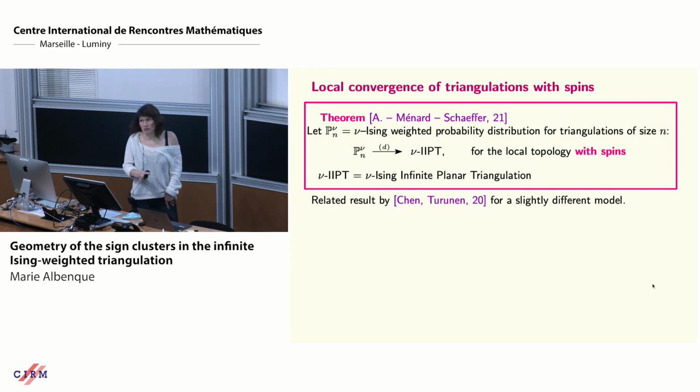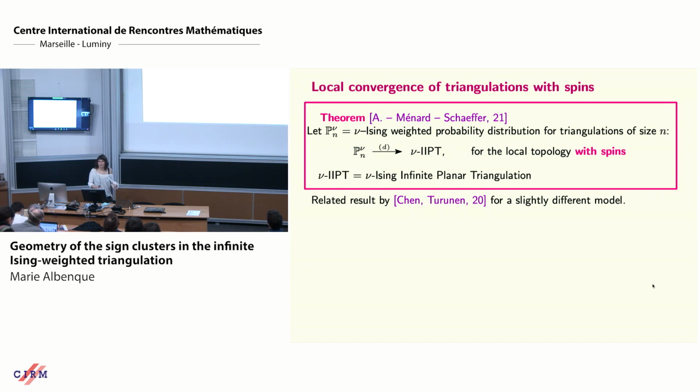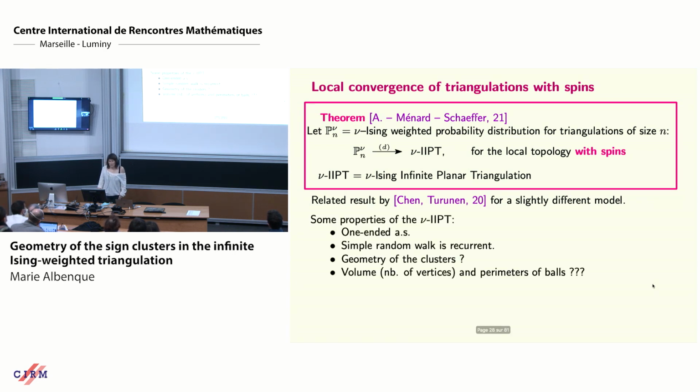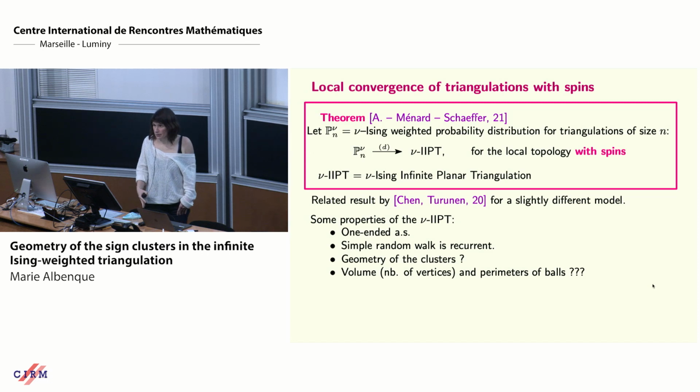Let me mention that there was a recent result by Linxiao Chen and Joonas Turunen for slightly different models, where they consider a model with different boundary conditions. So what can you say about the UIIPT? I told you that the UIPT is very well understood now. The picture is a bit different for the UIIPT, of which we don't understand the properties so well, but what we can prove is that it's one-ended, almost surely. We can study also the simple random walk and prove that it's recurrent. So it's similar to the UIPT.